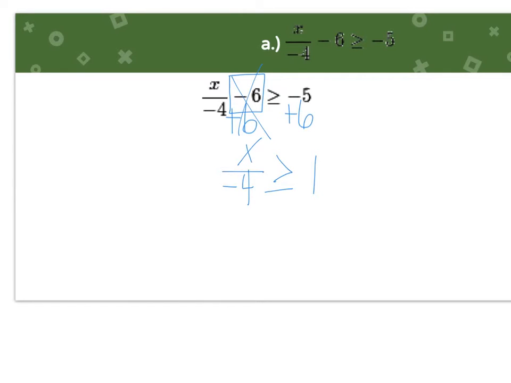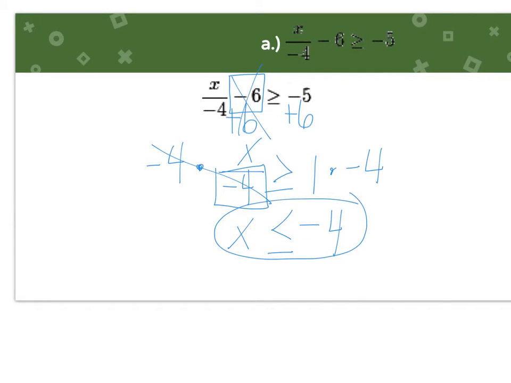Now it's time to get rid of the negative 4 that is dividing x. So we are going to multiply by a negative 4. Because we are multiplying by a negative, that means our sign needs to flip, so that it will be less than or equal to. The negative 4's will cancel out and leave us with just x. Then positive 1 times a negative 4 is a negative 4. Your answer is x is less than or equal to negative 4.